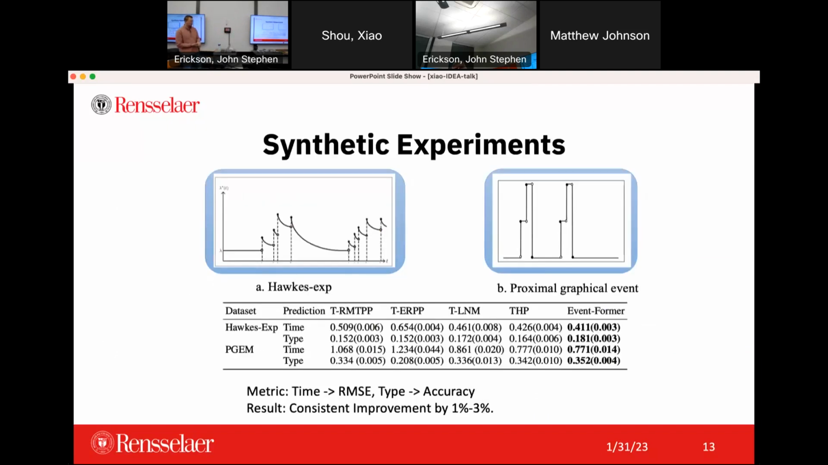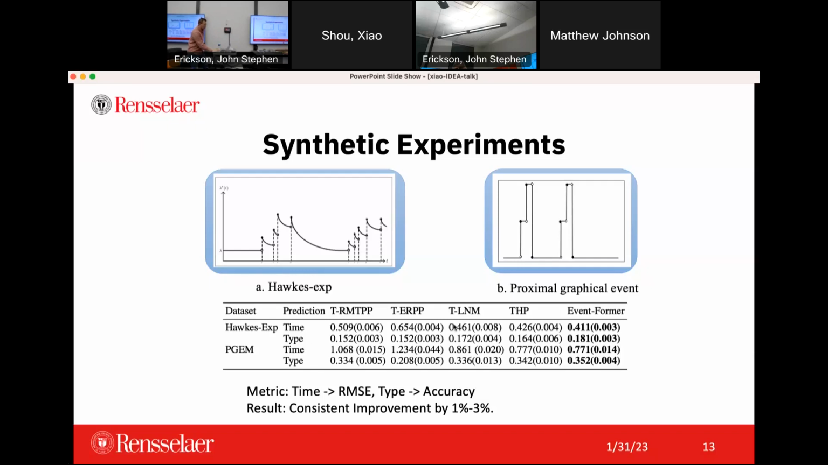And here are some synthetic experiments that I did. One is through simulated Hawkes point process data. You can see the conditional intensity for the Hawkes process with exponential kernel: whenever there's an event, this intensity gets a jump, right? This is the self-exciting property. And then the proximal graphical event model is characterized by piecewise constant conditional intensity, which means whenever the parental configuration changes its state, the conditional intensity changes.